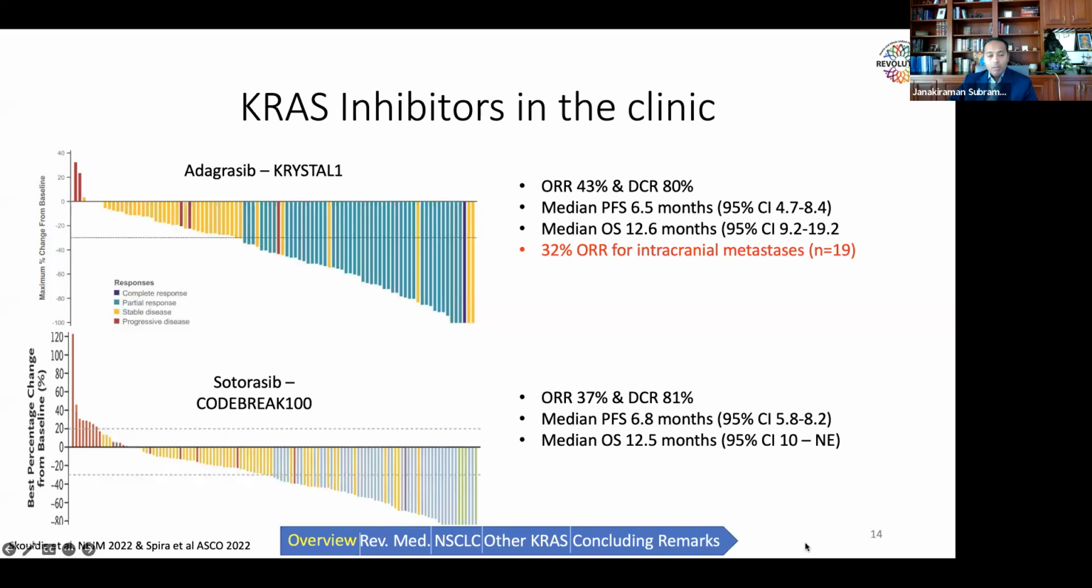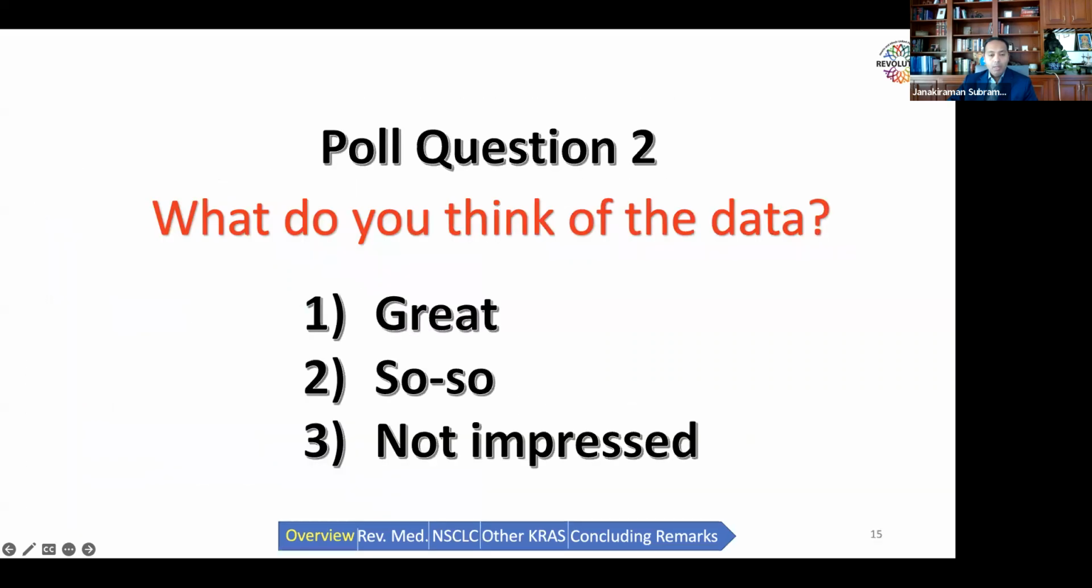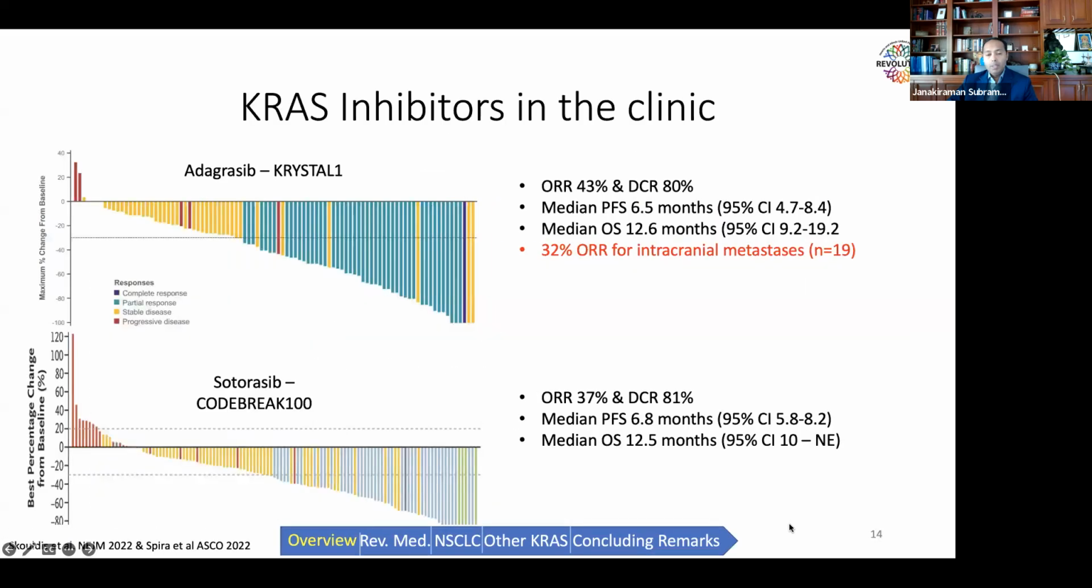And there are two clinical trials. One is the Crystal-1, which evaluated adagrasib in patients with non-small cell lung cancer. The other one is CodeBreak 100. And these drugs are now being used very regularly in the clinic. As you can see, the response rates for both of them is approximately 40%. And both these studies had over 100 patients. And you can also see that the disease control rate was as high as 80%.